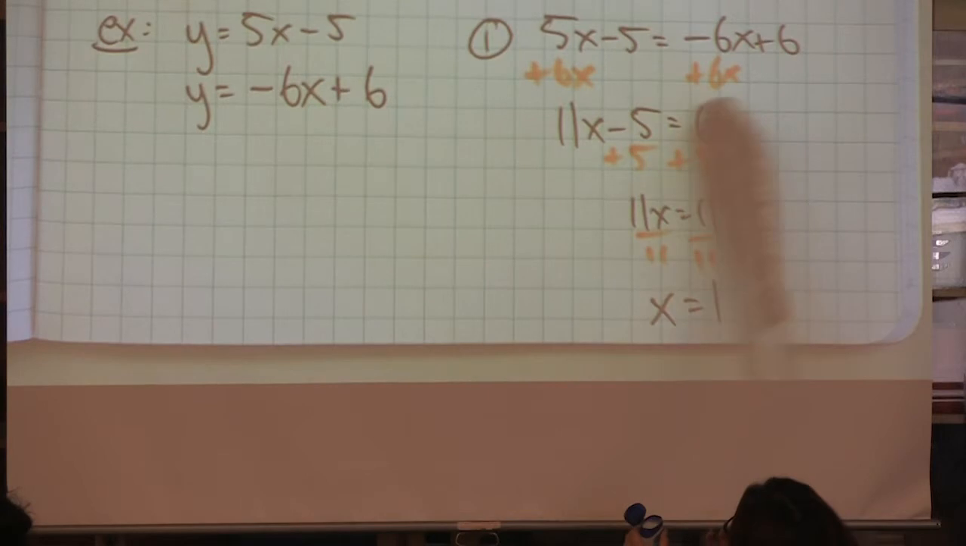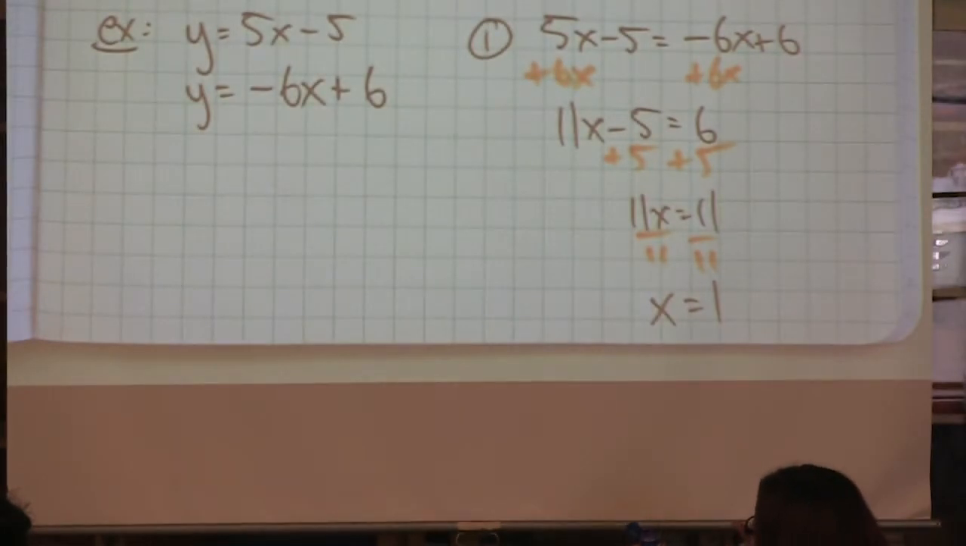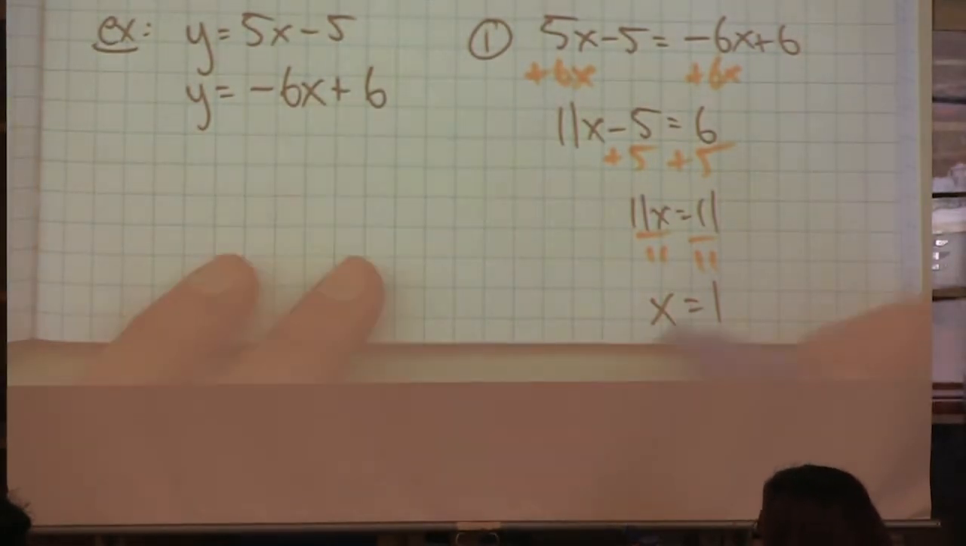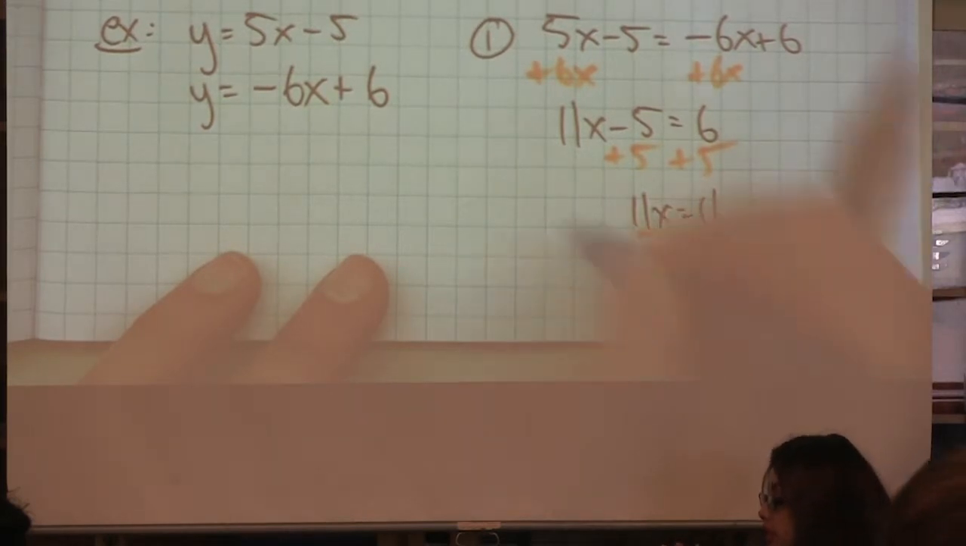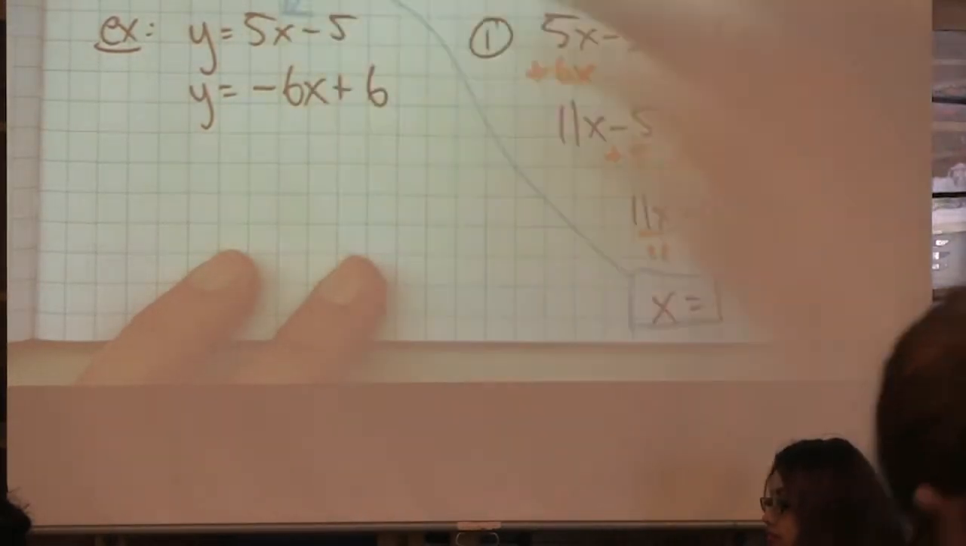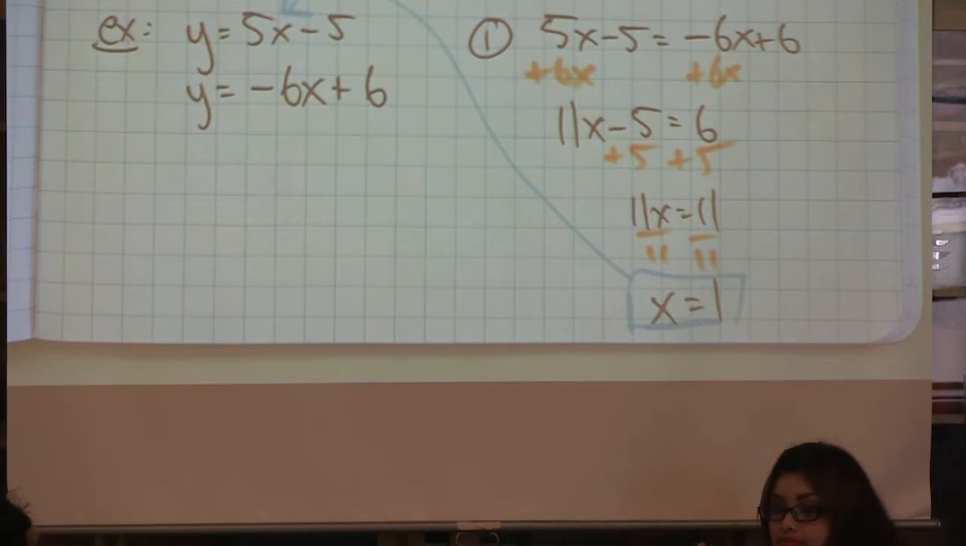That is the bulk of the problem, finding out x. That last step, to find out what y is, because you need an x and a y to be a point on a graph, is taking this and plugging it in to your equation. Can you show us? It can be the bottom one if you want.